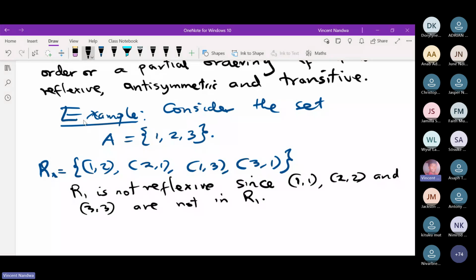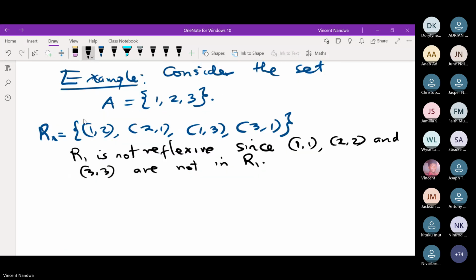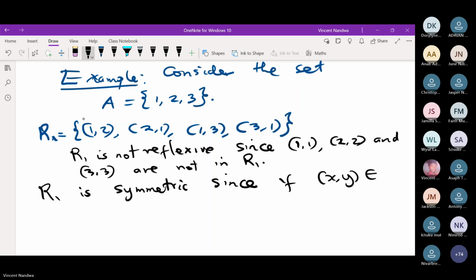Then can we say that R1 is symmetric? Yes. So R1 is symmetric, since if x, y is in R1, then y, x is in R1. For example, here we can see an element 1, 2.